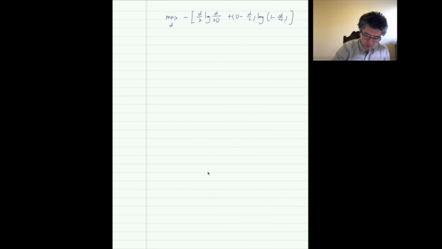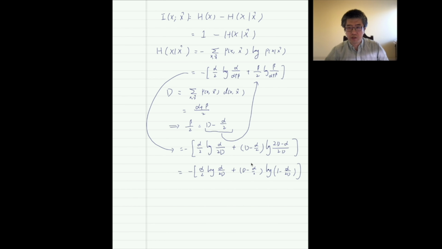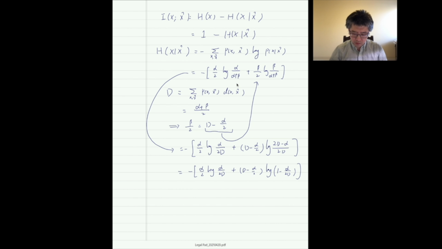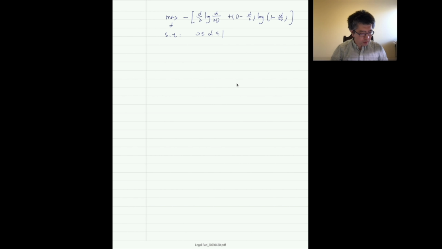Okay, subject to alpha is between 0 and 1, right? Because remember, the definition of alpha is this probability, so that is between 0 and 1. Okay, so this is a convex optimization problem, and it's easy to solve. So basically, we can get the optimal value for this guy is alpha star equals to d.